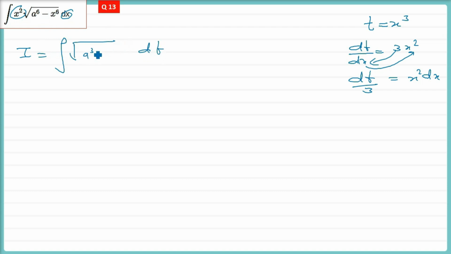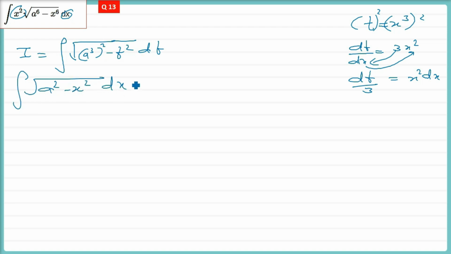I'll just write it. Inside will be a cube whole square minus x cube. We have already taken t, so it will be t square. X to the power 3 to the power 2 is x raised to 6 only. So it will be t square. Now a square minus x square under root formula we are going to apply.